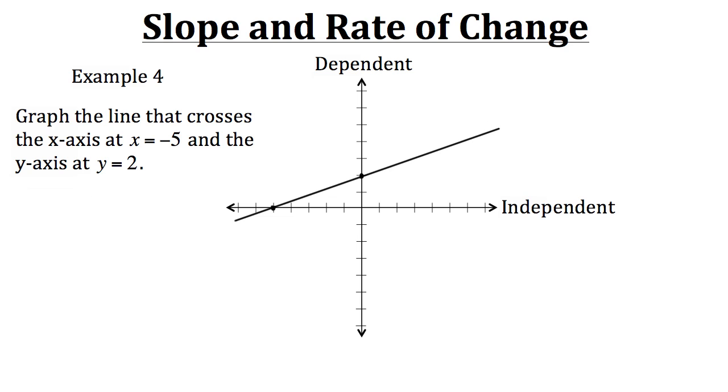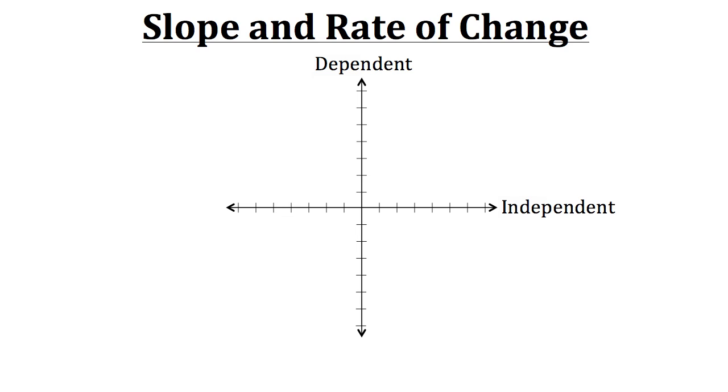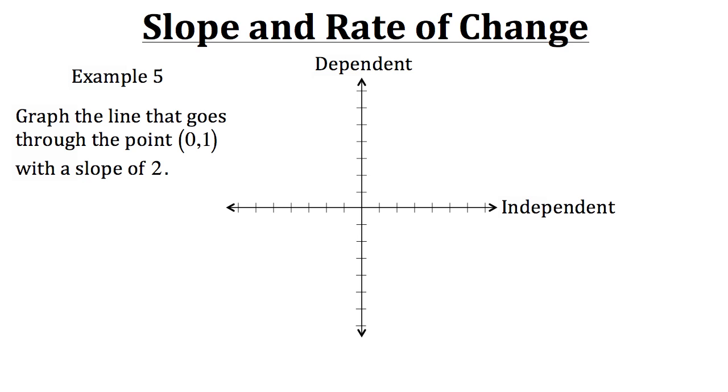Now let's look at one more example. Here with example 5, they want us to graph the line that goes through the point (0, 1) but also has a slope of 2. So let's first graph our point. We have x equals 0 when y equals 1. So that's where that would be. Now we have a slope of 2.